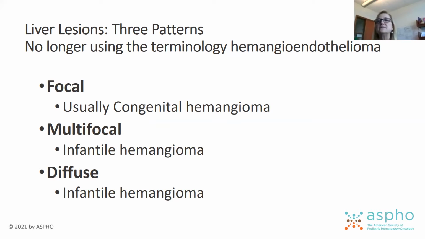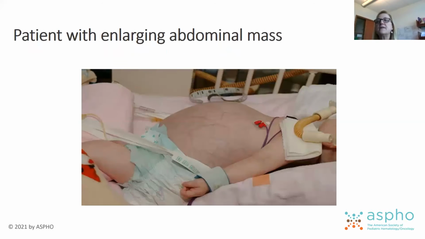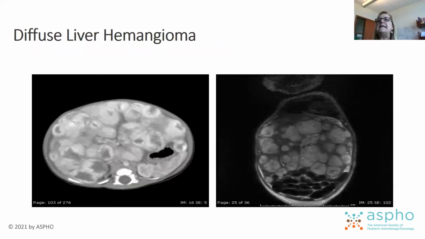So this is an important slide for you to know. This is a patient who presented to me when I was a young fellow with an enlarging abdominal mass. And this is what the CT evaluation looked like on this patient. And I was told that this patient had hemangioendotheliomas. And so when we said hemangioendothelioma in the past, it made us think that this was an aggressive tumor.